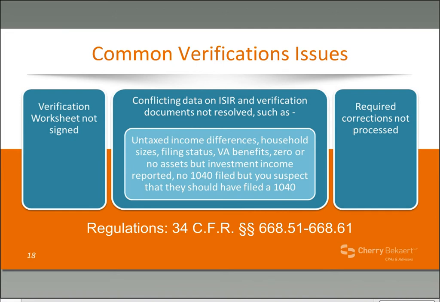So we see findings as simple as verification worksheets not being signed, to more complex issues typically surrounding conflicting data between the student's ISIR, which is derived in most part from information on their application for federal aid, and other documents that they've submitted, either tax returns or other self-affidavits. So untaxed income differences, household size differences, filing statuses, et cetera. Sometimes there's conflicting information, and there's not good resolution and documentation around how the institution resolved those conflicts. And then sometimes you have required corrections. You need to recalculate EFC based on information that comes out of the verification process, and those corrections don't end up getting processed quite correctly, and they lead to incorrect EFC, which leads to incorrect aid amounts.